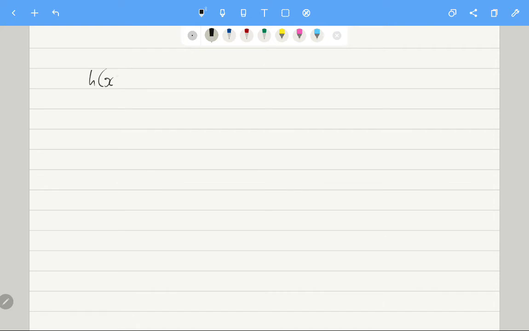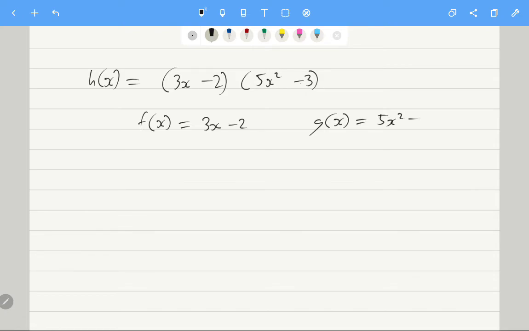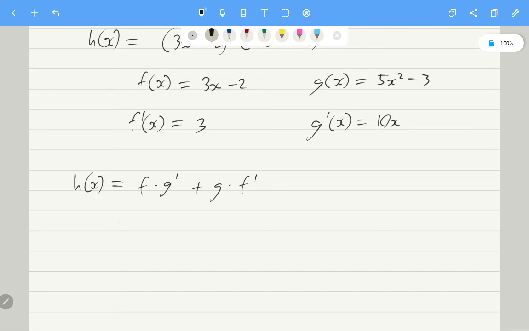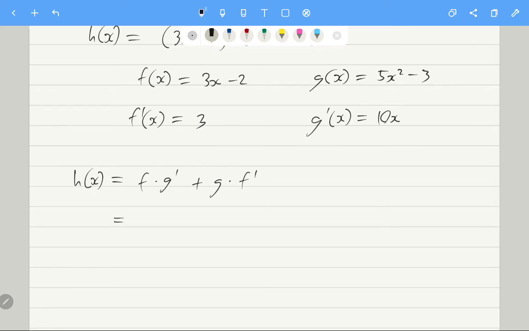So if we've got h of x is equal to 3x minus 2 times 5x squared minus 3. Alrighty, so first of all, let's work out our functions. So we can have f of x is equal to 3x minus 2, g of x is equal to 5x squared minus 3, f dash of x is just equal to 3, g dash of x is equal to 10x. The derivative of h is equal to f times g dash plus g times f dash, all of those of x. We're just using some shorthand, and we get 3x minus 2 times 10x plus 5x squared minus 3 times 3, right?